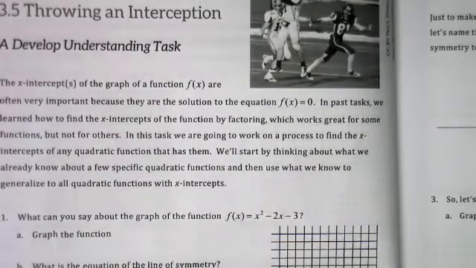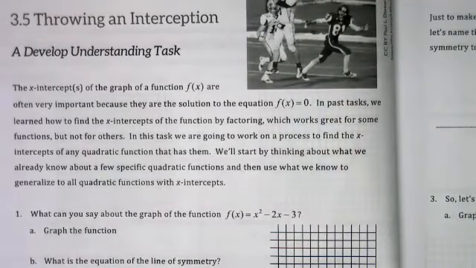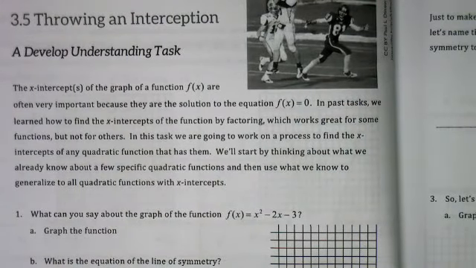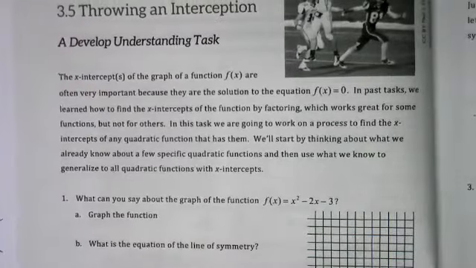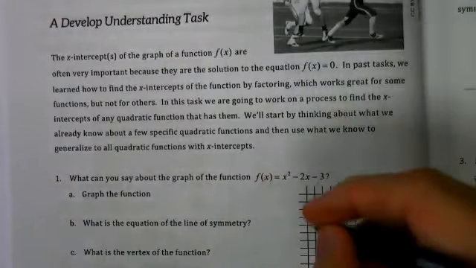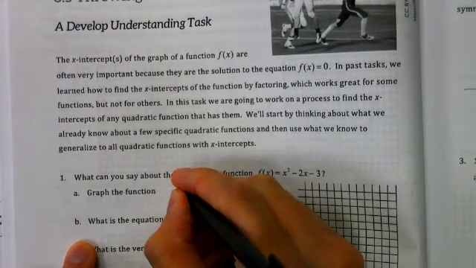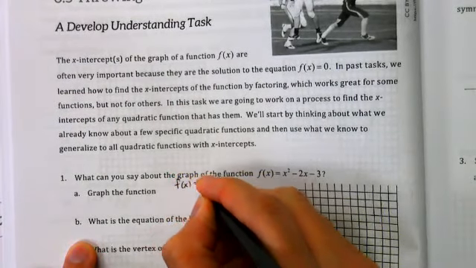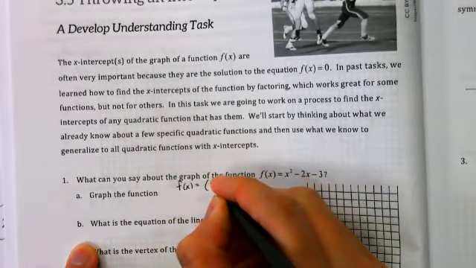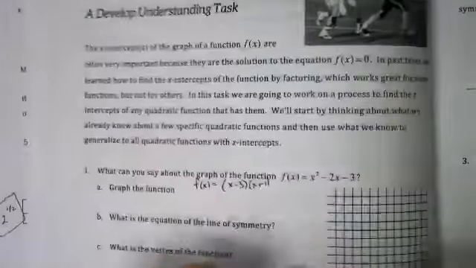So we're talking about how do we find x-intercepts, and how can we find them better and in other different ways? So what can you say about the graph of this function? Well, if we factored this function, we would get that f of x equals x minus 3 times x plus 1. So this tells us that our x-intercepts would be at positive 3 and negative 1.